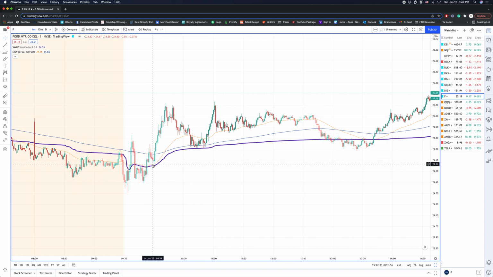Came down, rejected the VWAP. Didn't break. I would have probably placed a buy right here. Boom, boom, boom, boom. Would have been out somewhere around here. See a nice profit. I like it. I'm out. Gives me 10% or more. I'm out. I'm done. Don't care what it does.